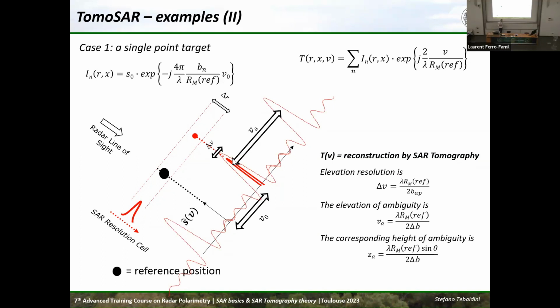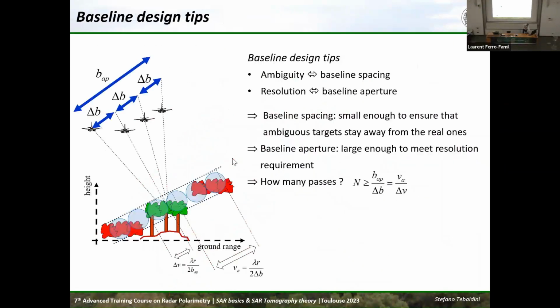And just to give you some numbers, we closed last year a campaign with ESA. It was called the TomoSAR campaign. We didn't want to have any problem related to ambiguities, and so we had to fly more than 20 times. So we did tomography with some 20 baselines.